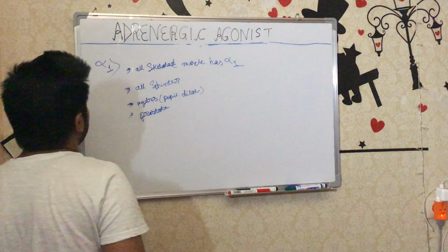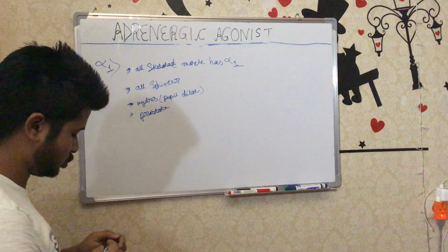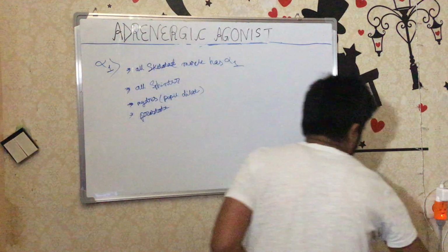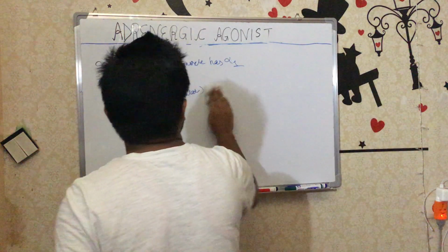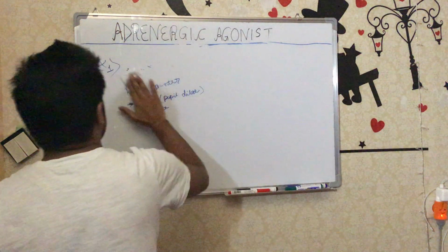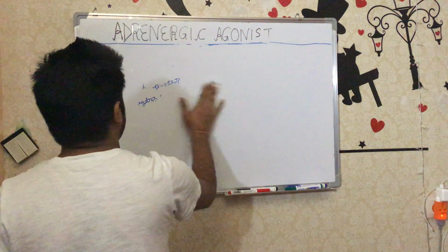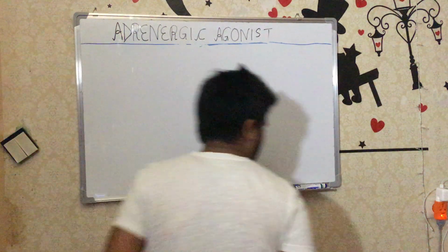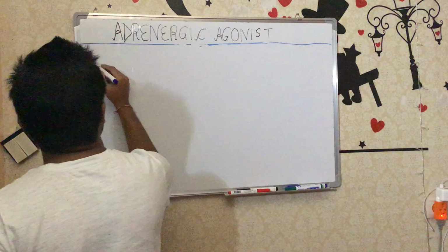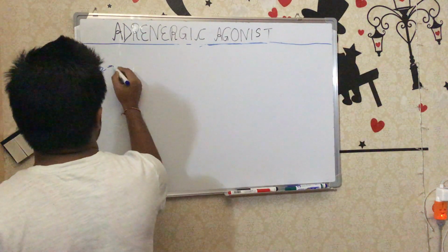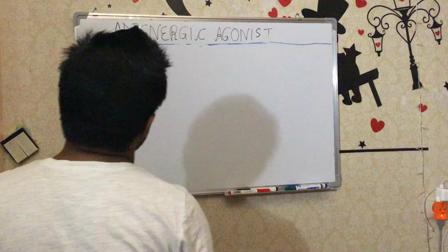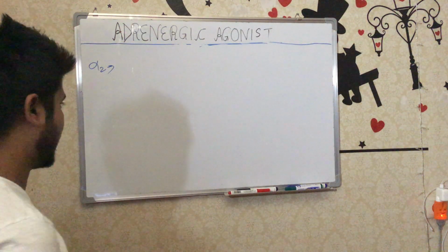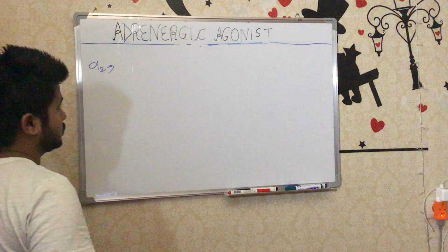And during the alpha 1 stimulation, the prostate becomes stimulated. So alpha 1, we discussed what the main location is. Alpha 2: as I said, alpha 2 is present in a presynaptic neuron, in the islets of Langerhans in the pancreas, or in a platelet.